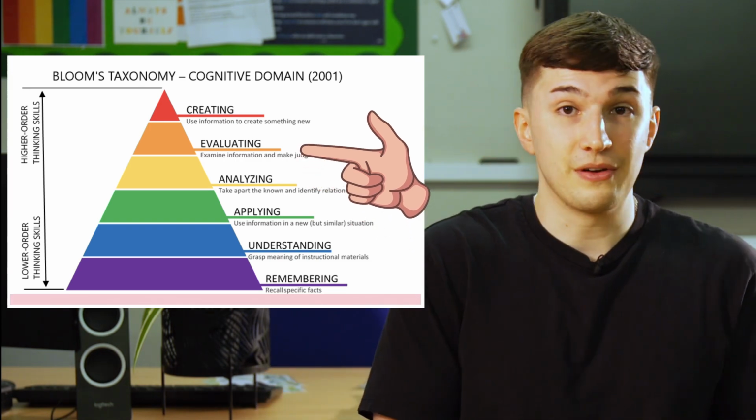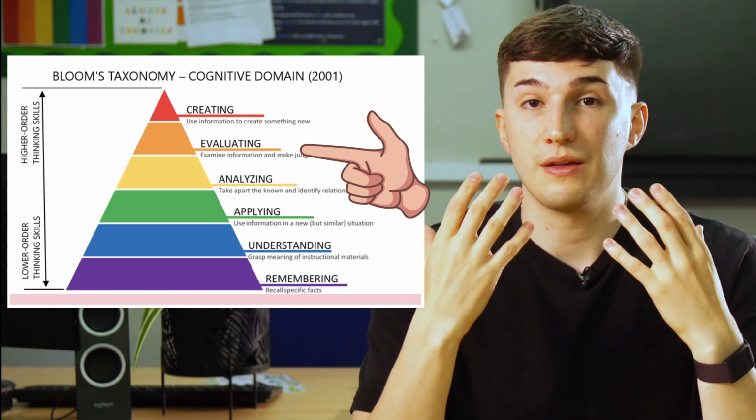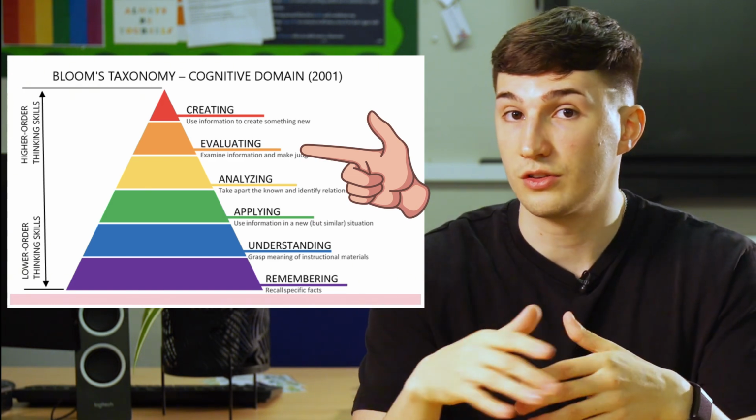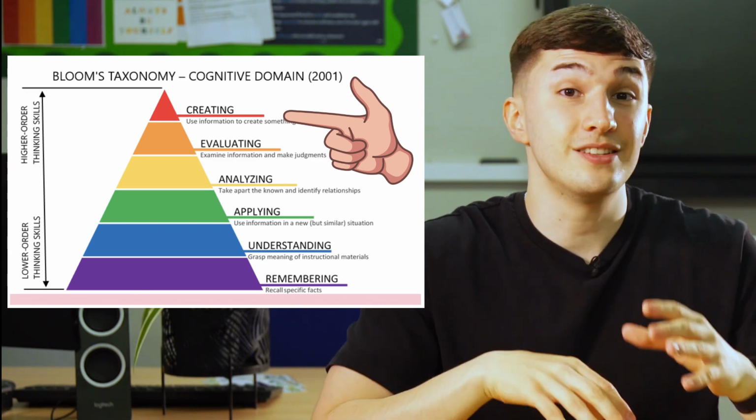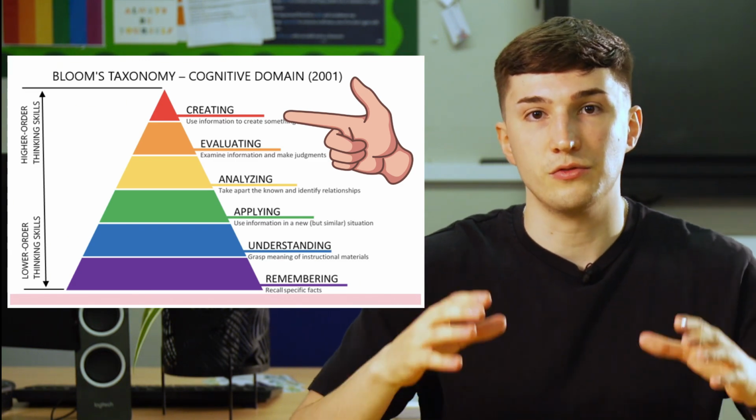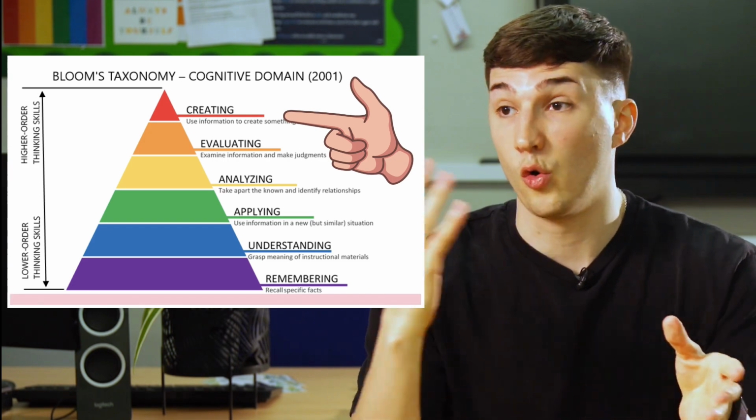And the next one is evaluating, where you judge the information's validity and usefulness. And at the very top of Bloom's taxonomy is creating. And this is where you combine various pieces of knowledge to formulate a new idea or a solution.